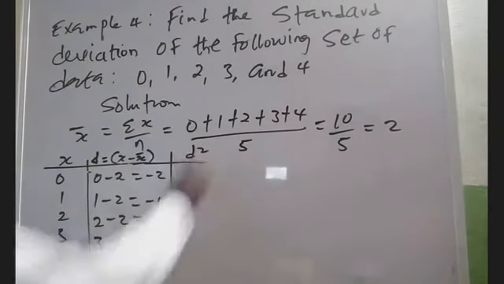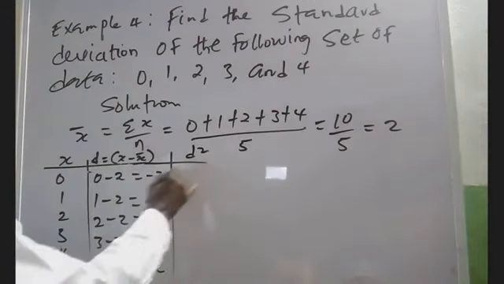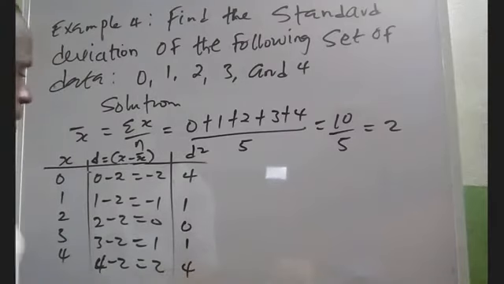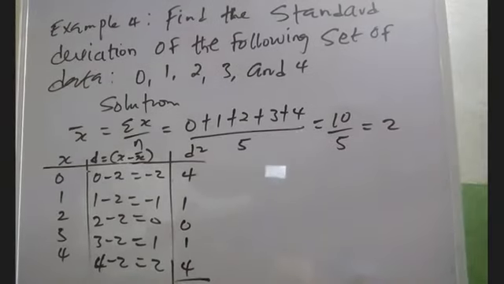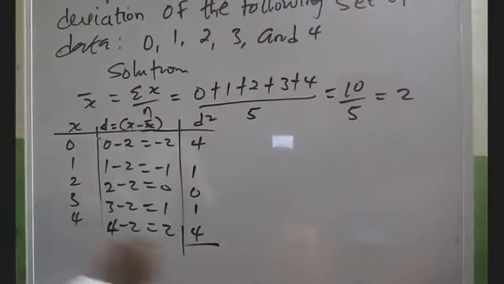The next thing is to find d squared. Minus 2 squared here will be 4. Here is 1, here is 0. 1 squared is 1. 2 squared is 4. So the sum of all the deviations is 10. So here you have 10.